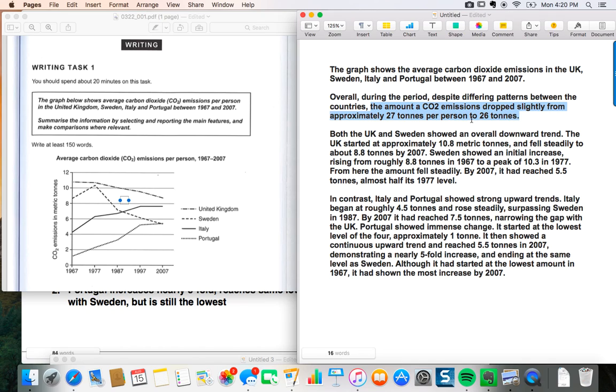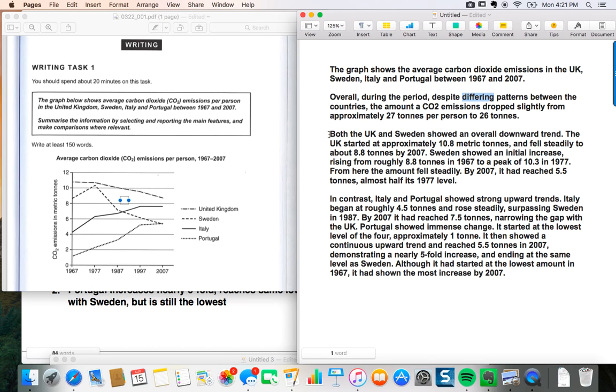These are metric tons, of course. So this is your main overall here. There was an overall slight decrease. That's all you need. I've added this in just for a little bit of extra flavor. Some of them went up, some of them went down. However, overall, it went down. So it's a nice little grammatical structure here. Despite differing. Always follow despite with a noun or an ing verb form, which is also a noun.